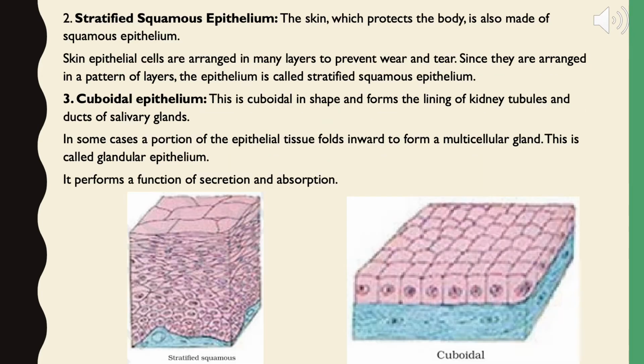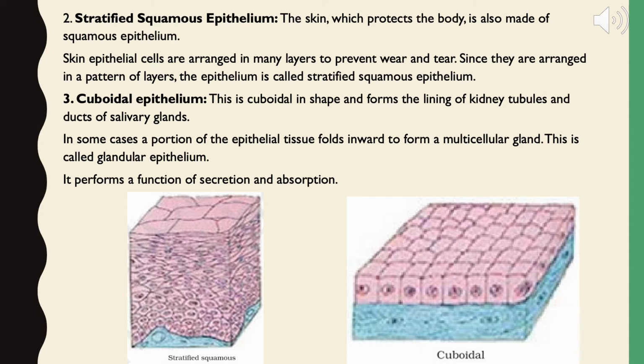So now we will discuss the stratified squamous epithelium. Our skin is made up of squamous epithelium, but when we talk about our skin, it is made up of so many layers. It means some strata are present. It means it is made up of stratified squamous epithelium. And why are so many layers present? So that it will give protection to our inner organs or the inner parts.